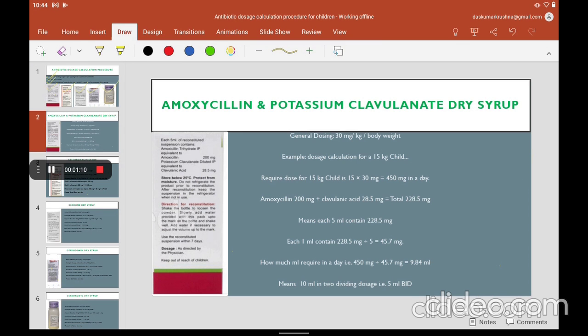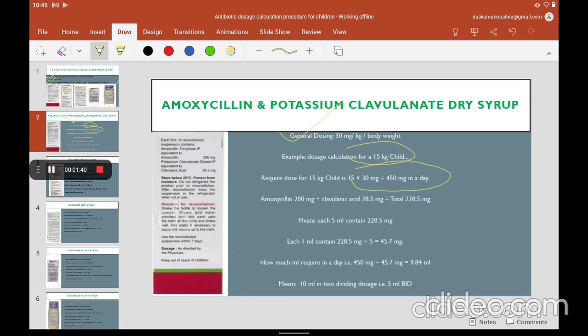The first one is amoxicillin and potassium clavulanate dry syrup. The general dosage of amoxicillin and potassium clavulanate is 30 mg per kg body weight. Let's take an example of a 15 kg child. The required dose for a 15 kg child is 15 into 30 mg, that is 450 mg in a day.